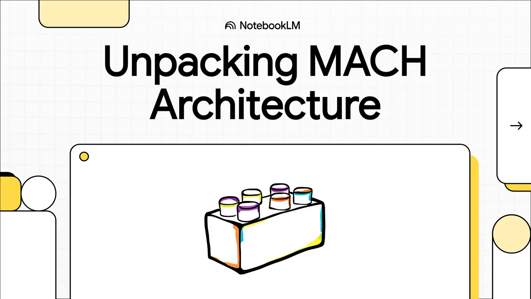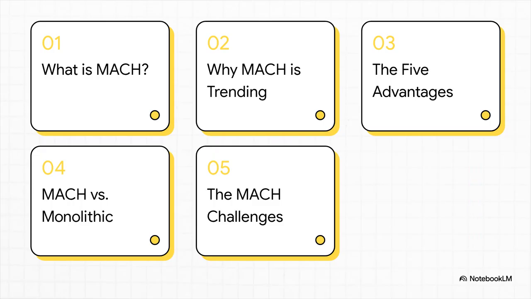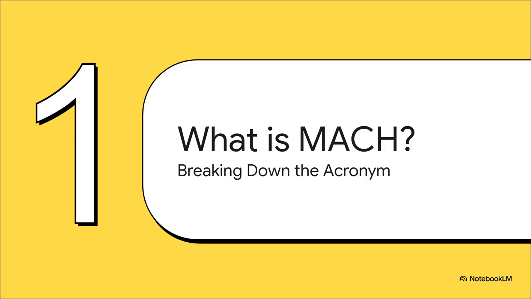So in this explainer, we're going to unpack exactly what MACH is and why it's pretty much reshaping the future of digital architecture. Here's what we've got on tap. We're going to define what MACH even means. Then we'll look at the hard data behind why it's blowing up. After that, we'll cover its 5 biggest advantages, pit it against the old way of doing things, and then get real about some of the challenges. Sound good? Let's go.